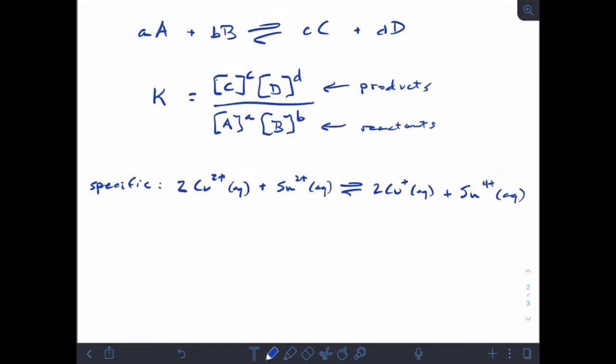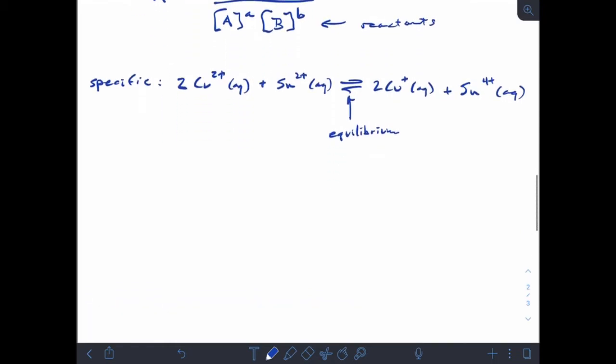Okay, so if I wanted to write an equilibrium constant expression, first I need to notice that I have this double arrow. I can't write an equilibrium expression if I don't have that double arrow. If I only have a single arrow, it's not an equilibrium. So the equilibrium expression for this particular reaction is products over reactants raised to their stoichiometric coefficients.